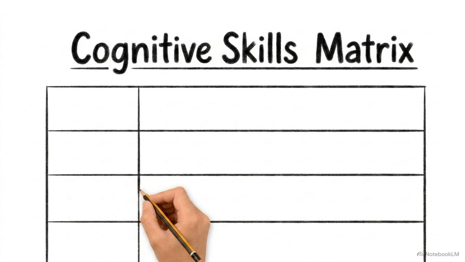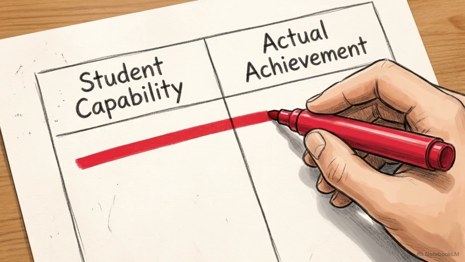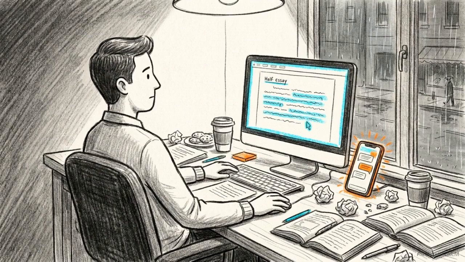Grab a piece of paper and draw a 5-row grid. Keep a specific assignment in mind as we go. Filling out these 5 rows creates a reliable bridge between what your students are capable of doing and what they actually achieve. Step 1 addresses distractibility.